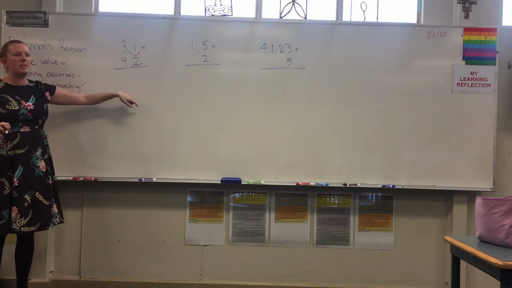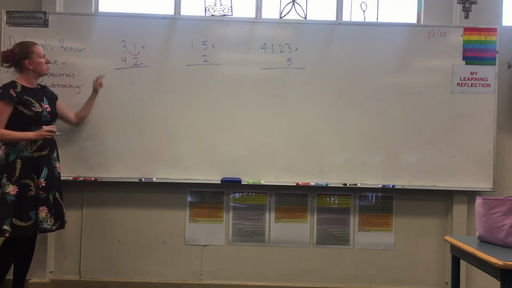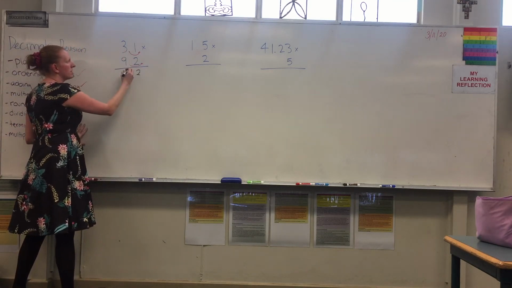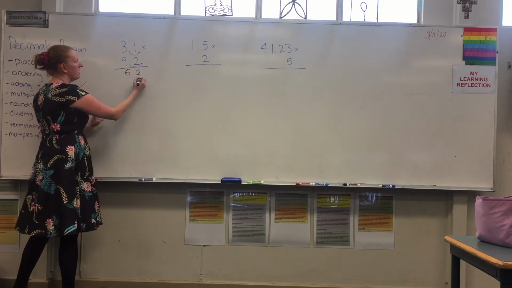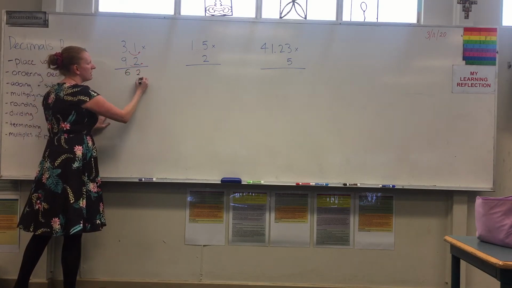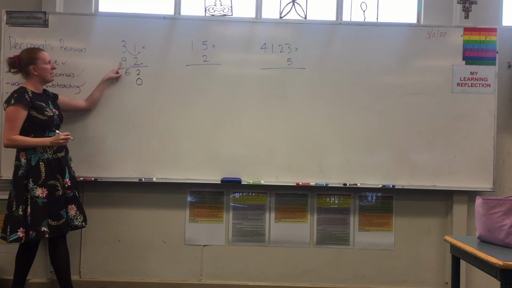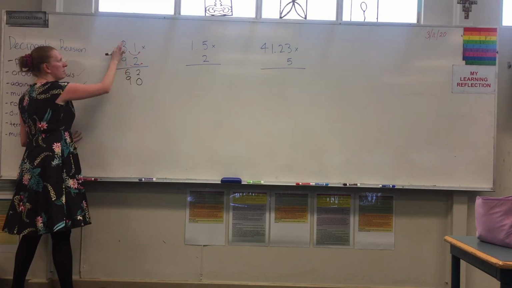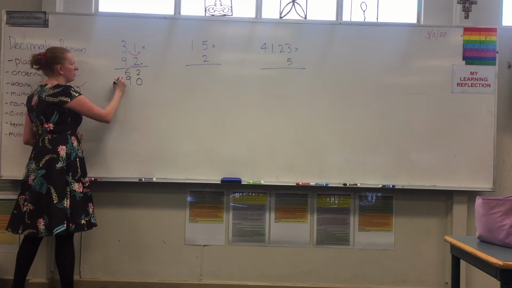And now I'm just going to do standard multiplication. So 2 times 1 is 2. 2 times 3 is 6. Okay? Now I need to put a placeholder down here because I'm now multiplying with tens. So 9 times 1 is 9. 9 times 3 is 18.